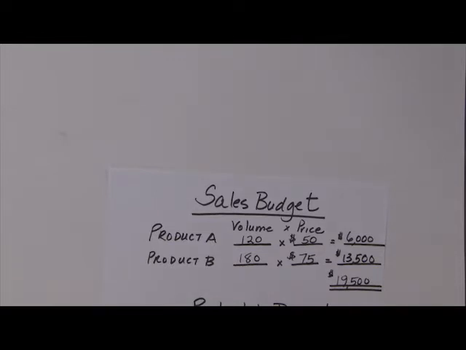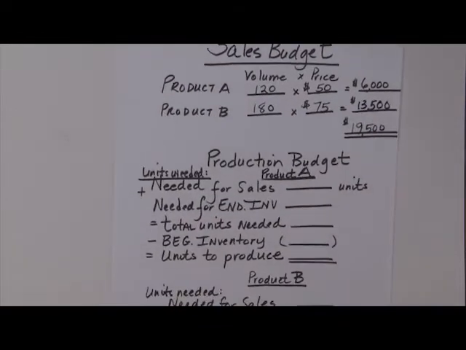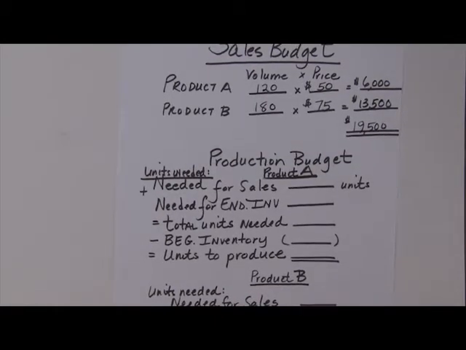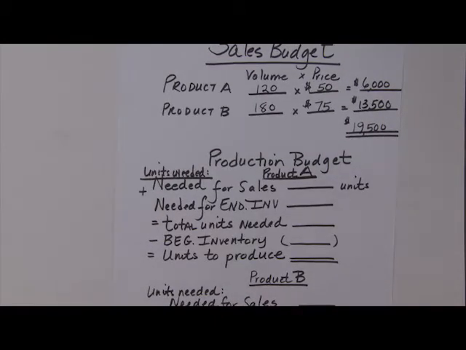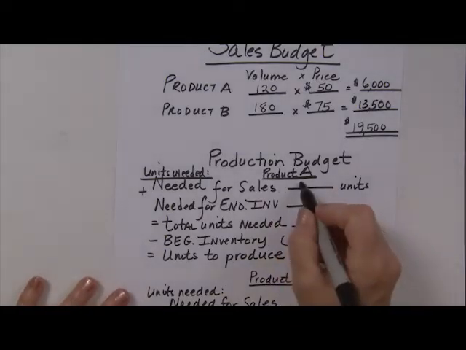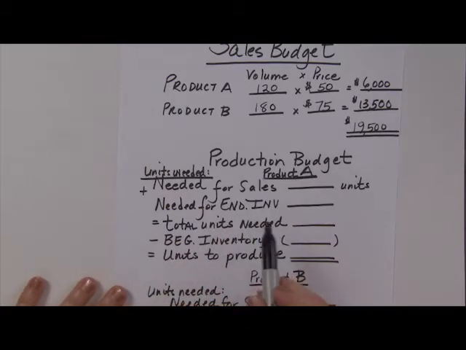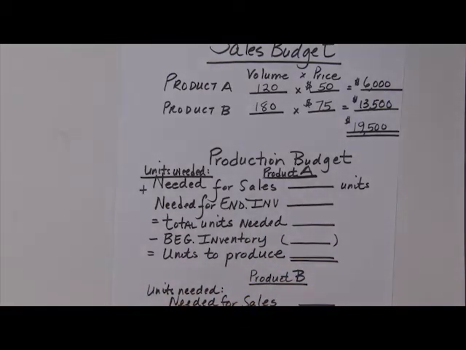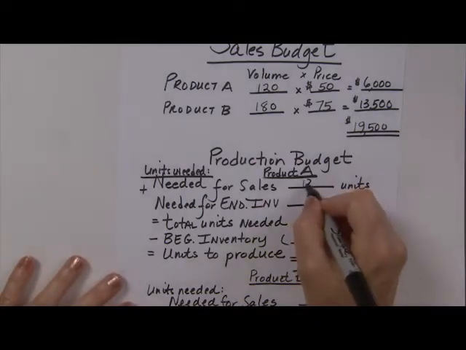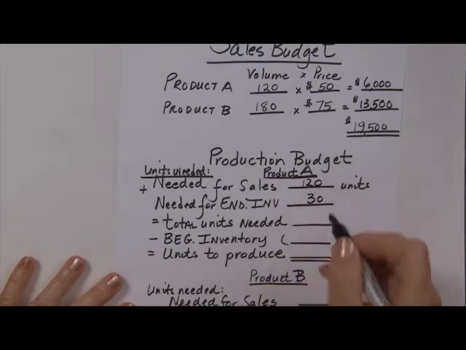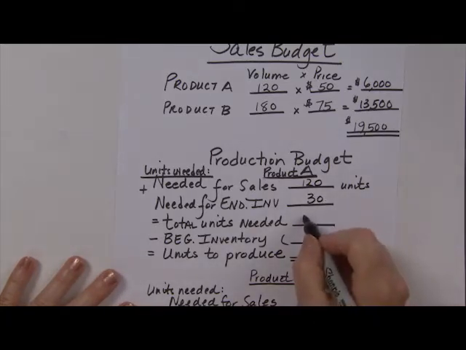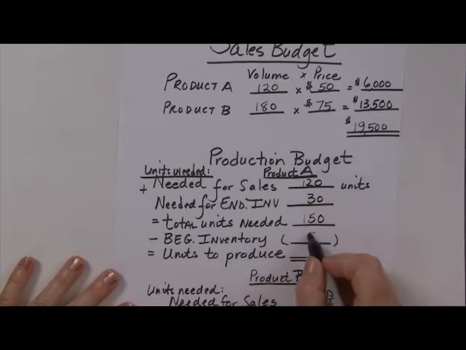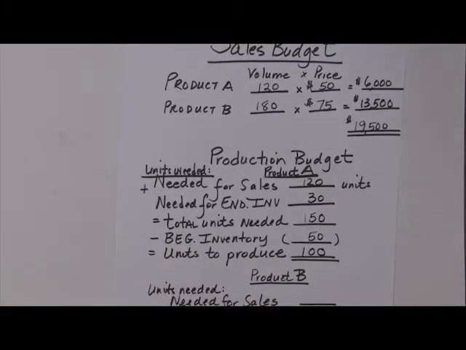Let's go ahead now and talk about the production budget, because the production budget is the only budget that we're learning that is going to be in anything but dollars. This is going to let us know how many units of each product, A and B, that we're going to need to make. So for product A, we're going to talk about what we need for sales, for ending inventory, and then talk about what units we already have. So we have 120 units to be sold, 30 to be left over in ending inventory. So we're going to need 150 units. Minus the beginning, looks like we will be producing 100 units of product A in this period.